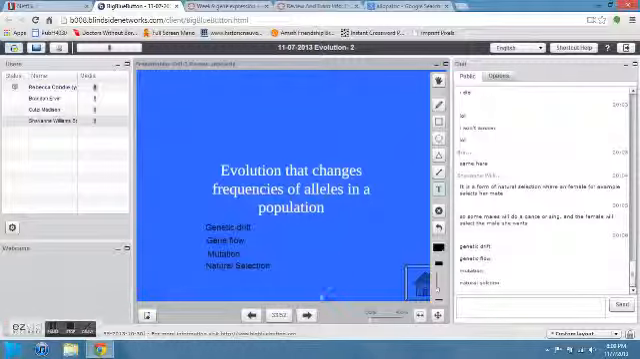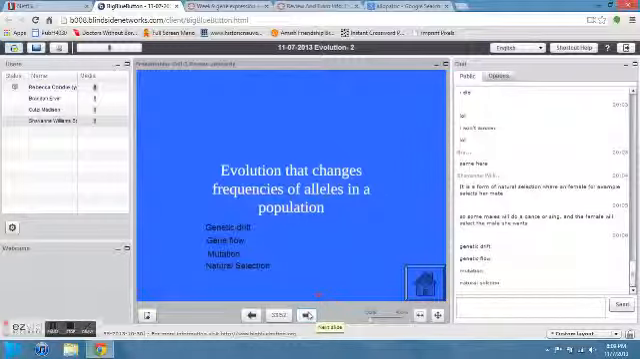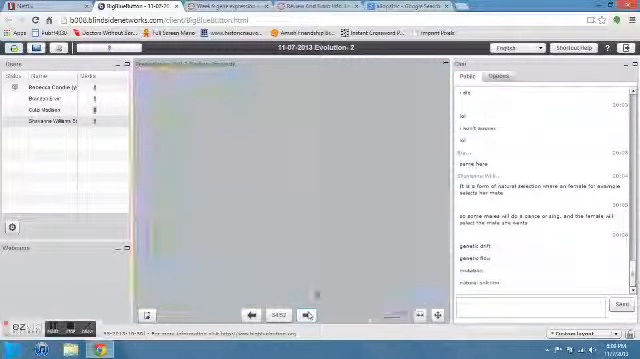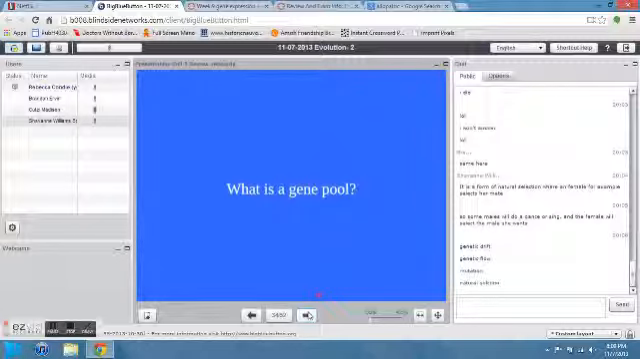That's the genes of all the population. Yeah. Man, you've got this down. You guys like genes and microevolution. Yeah. Hey, this was easy.